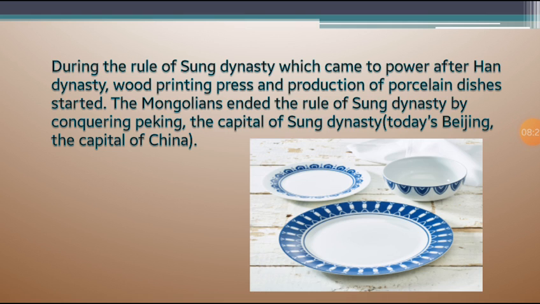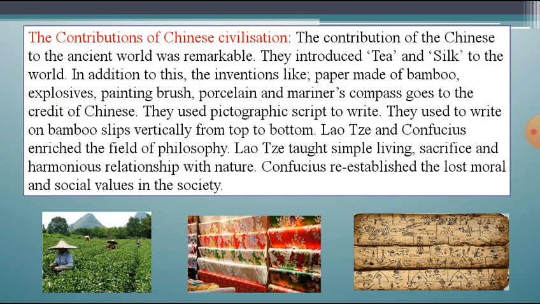Here you can see the dishes below in the picture. Now we shall discuss the contributions of Chinese civilization. The contributions of the Chinese to the ancient world were remarkable. They introduced tea and silk to the world. In addition to this, inventions like paper made of bamboo, explosives, the painting brush, porcelain and the mariner's compass go to the credit of the Chinese. They used pictographic script to write. They used to write on bamboo slips vertically from top to bottom.